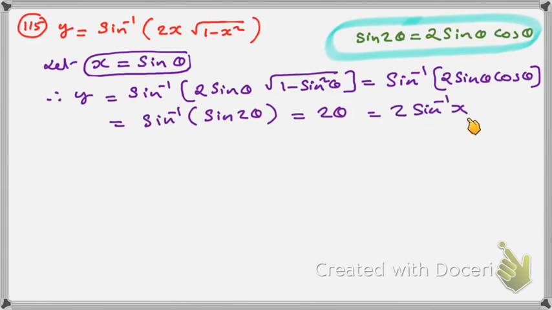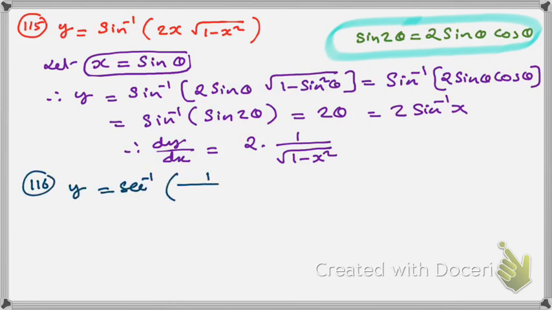And that's my answer now. So y is equal to 2 sine inverse of x. Therefore dy by dx would be 2 times the derivative of sine inverse of x, which is 1 by root of 1 minus x square. So dy by dx is actually 2 by root of 1 minus x square.